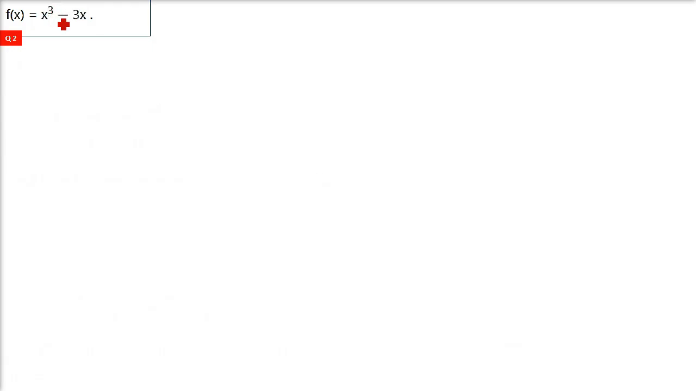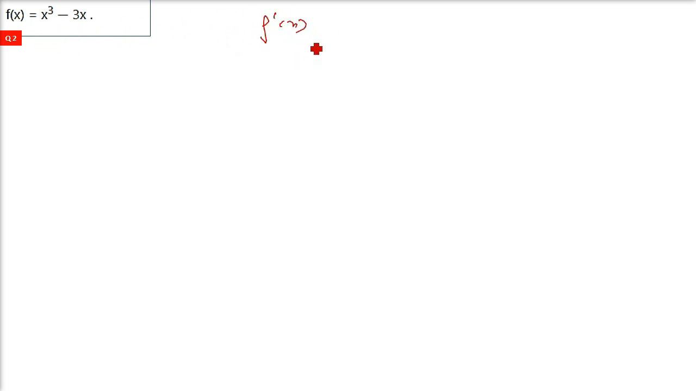Now these questions are normal for you. All these questions are going to be done by the same concept. So we'll take the next one here. x cube minus 3x it is. So we'll differentiate it first. f dash x equals 0 we have to place. f(x) is equal to x cube minus 3x.